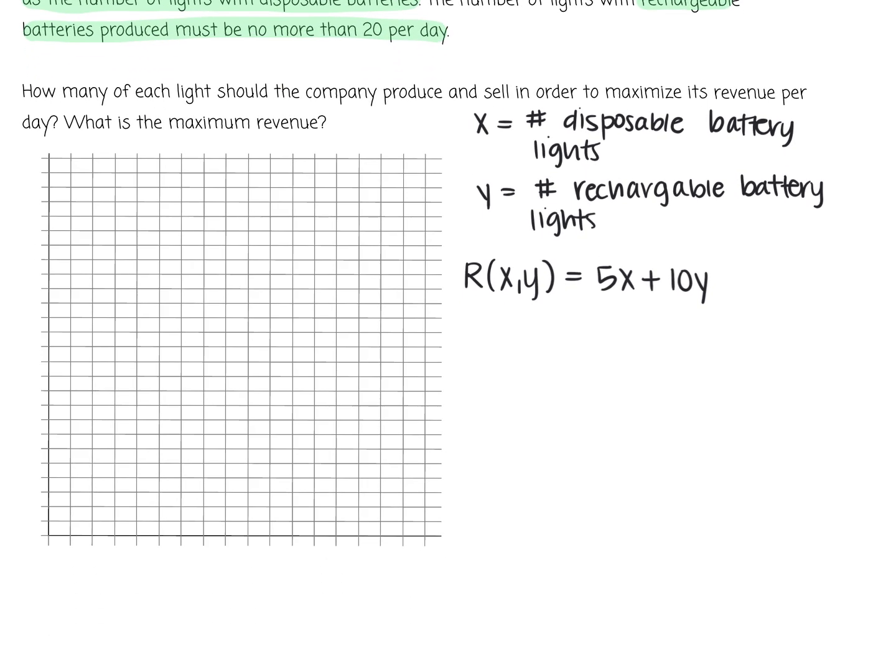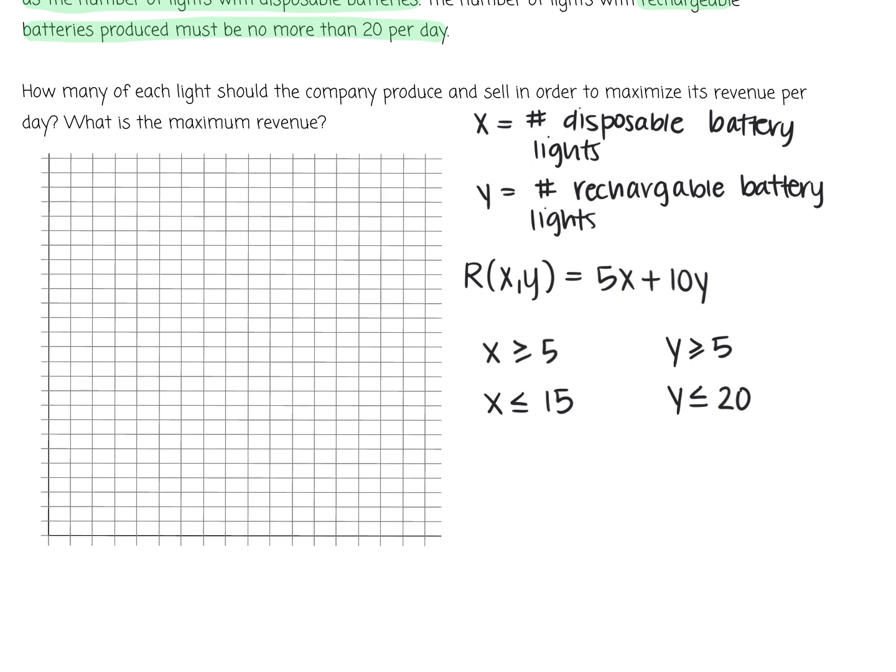So that tells me my number of disposable batteries, x, has to be greater than or equal to 5, but it has to be less than or equal to 15. And for my rechargeable batteries, I have to make at least the same amount as disposable, so y has to be greater than or equal to 5, but it also has to be less than or equal to 20.